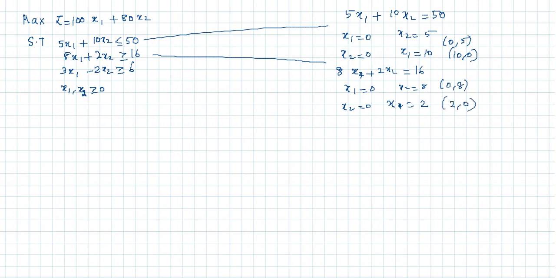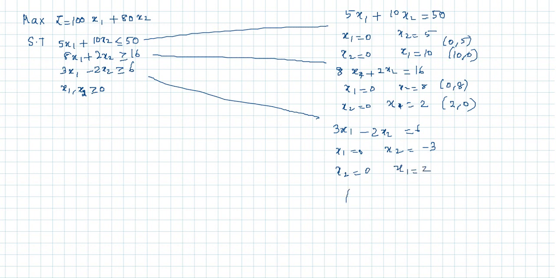Now we go for the third constraint, 3x1 minus 2x2 equal to 6. On applying x1 equal to 0, we get x2 as minus 3, and with x2 equal to 0, you get x1 equal to 2. So the points are 0 comma minus 3 and 2 comma 0.